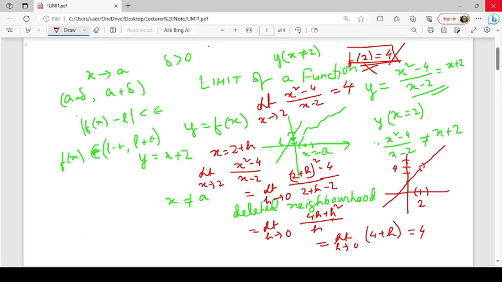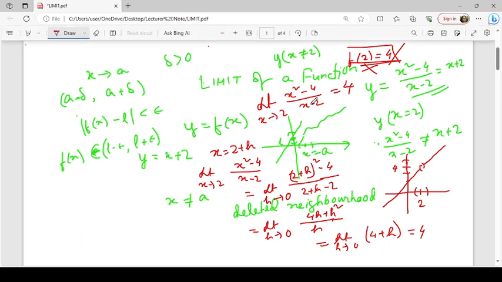Directly, we can also write (x square minus 4) by (x minus 2). We can say x square minus 4 equals (x minus 2) into (x plus 2). Then we can cancel out, because x tends to 2 but x is not equal to 2. If x is equal to 2, then this is 0 and we cannot cancel out x minus 2.